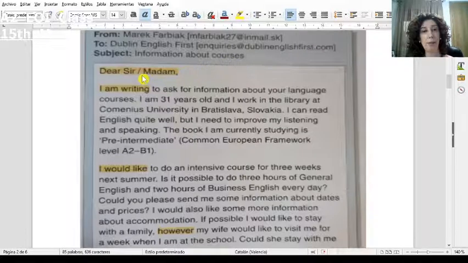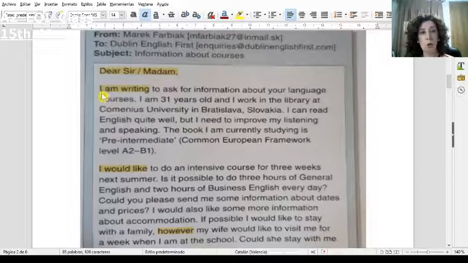Well, very important, the highlighted sentences. Later on, we'll explain. The first one, Dear Sir, Madam. ¿Por qué pongo Dear Sir, Madam? Because I don't know, I do not have information about the name or the surname of the person. No sé a quién va dirigido, por tanto, Dear Sir, Madam, and a comma. A comma, and we start the paragraph here, below this.